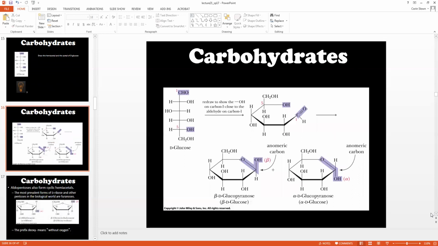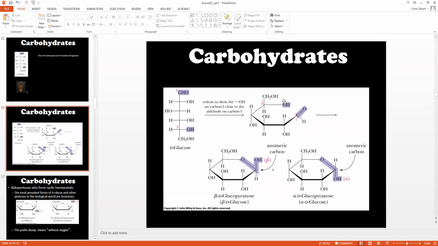So what does that look like? Well, if we're drawing the hemiacetal, we're simply going to take our penultimate carbon. This is the carbon that determines whether it's D or L. And we're going to redraw the molecule where literally our carbon chain wraps around, almost forming a six-membered ring.